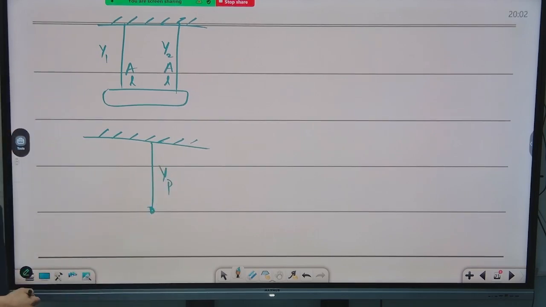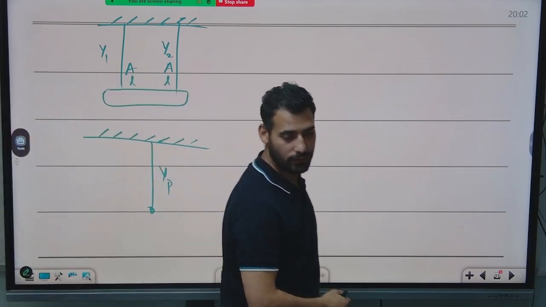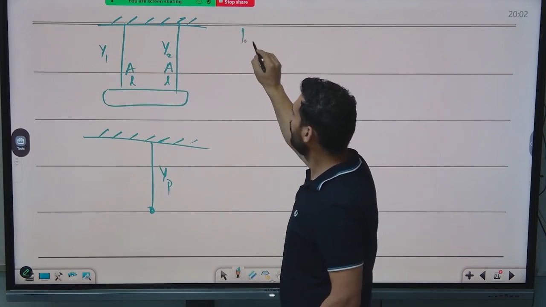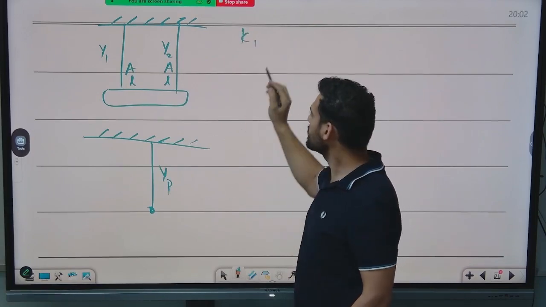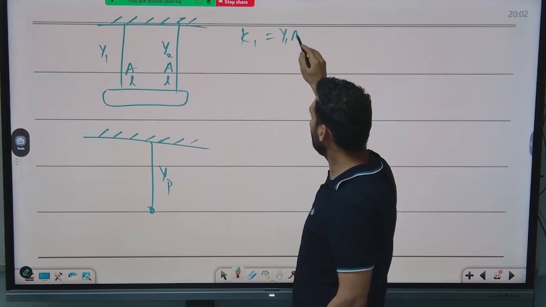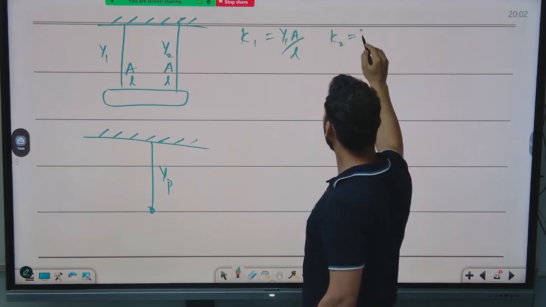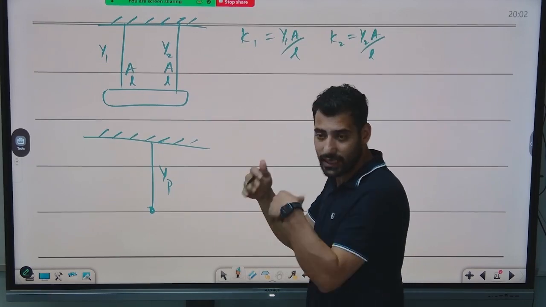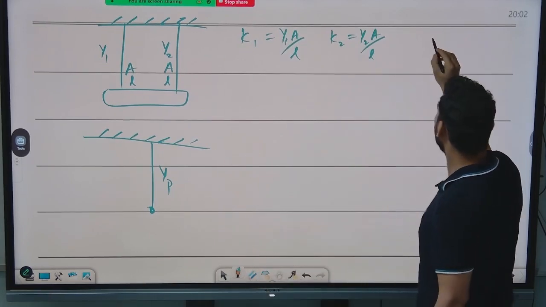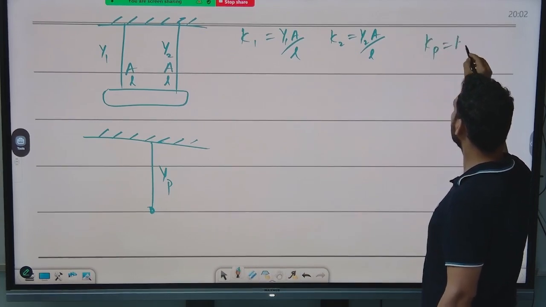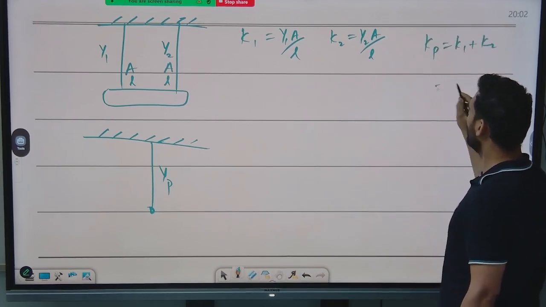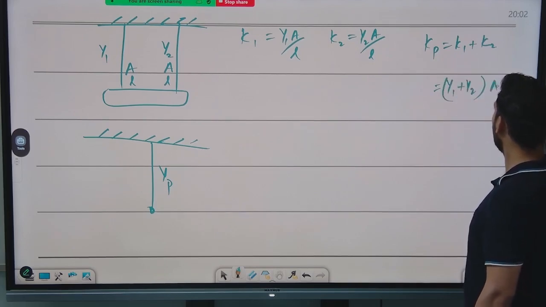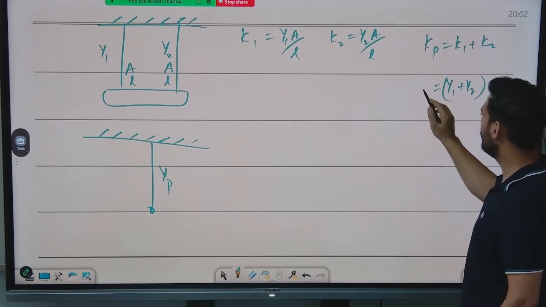What will we do this time? When wires are connected, they have their own individual spring constants. K1 will be Y1 A by L, K2 will be Y2 A by L. In parallel, it has to be simply added. So Kp will be equal to K1 plus K2, that will be equal to Y1 plus Y2 times A by L. This is your Kp.